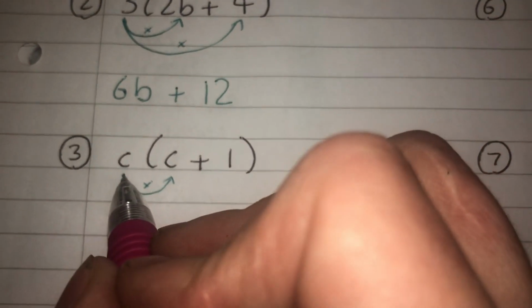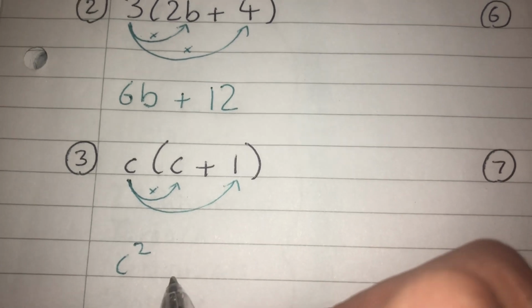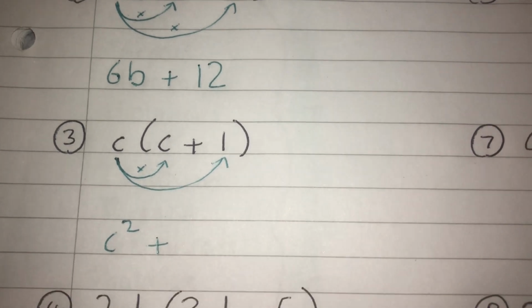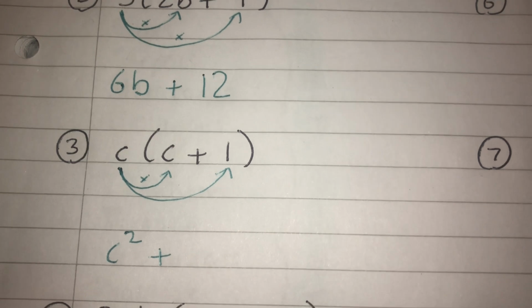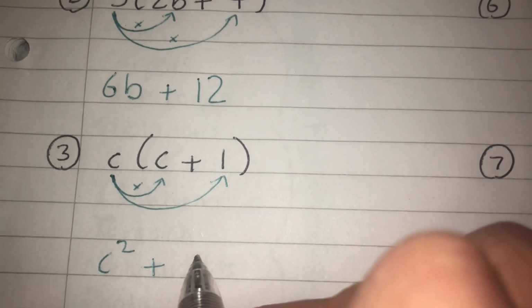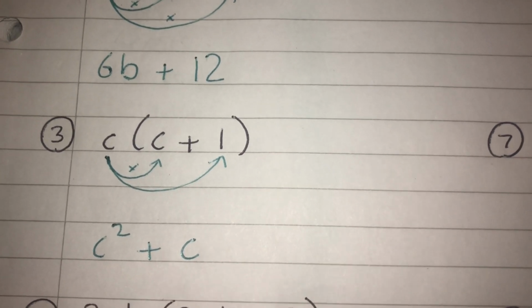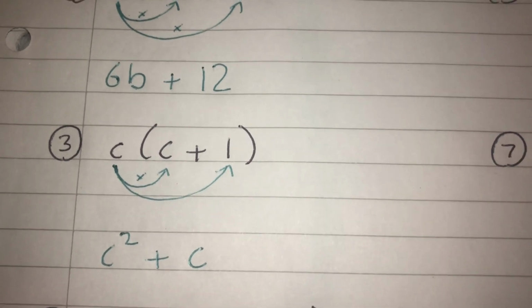I'm going to multiply the second term as well, the 1 by c. So 1 times c is just 1c. But if we remember, when we have a 1a, a 1b, or a 1x, it's best written as just the letter on its own. We don't need the 1 in front of it. Okay? So c squared plus c is my final answer for that one.